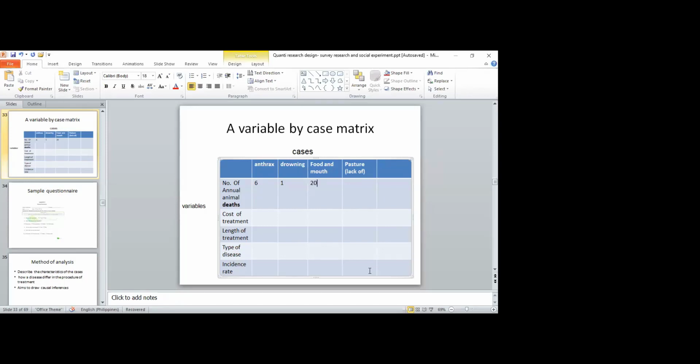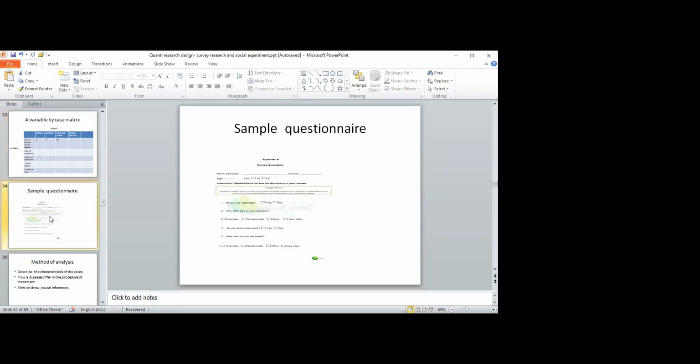So yes, and so forth and so on. Did you see that? You can fill it up. Then these are numbers already. Okay? What do you call this? Matrix. Yeah. Very good. Now you help me in doing this. Very good. This is a sample questionnaire.